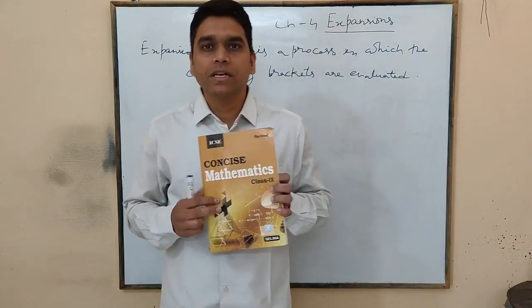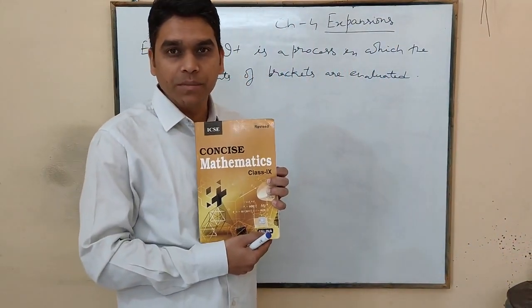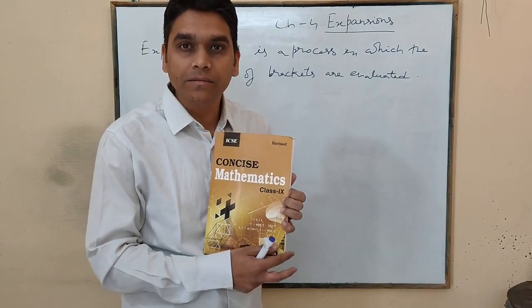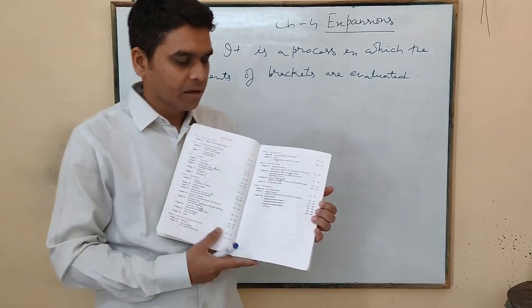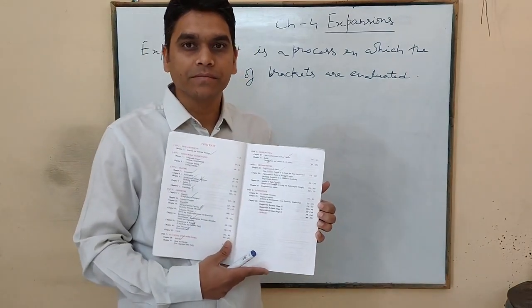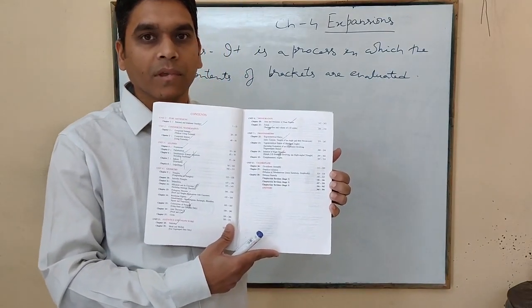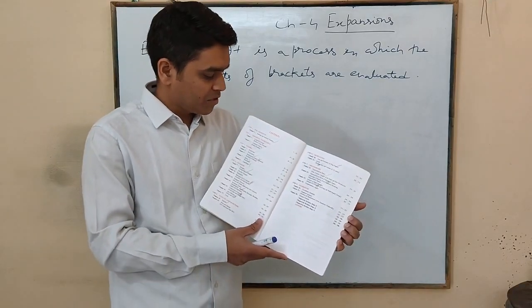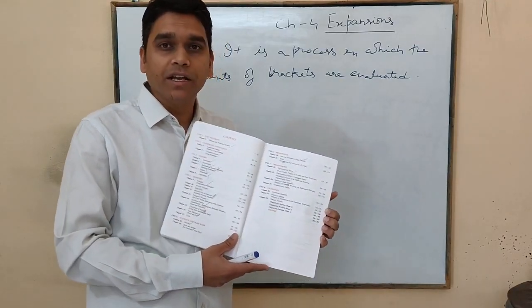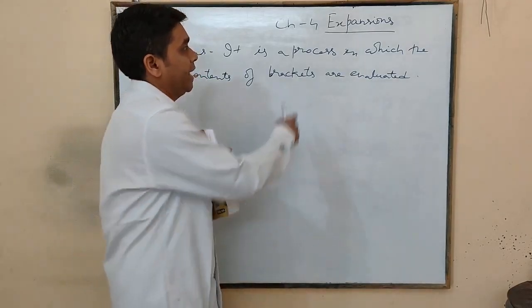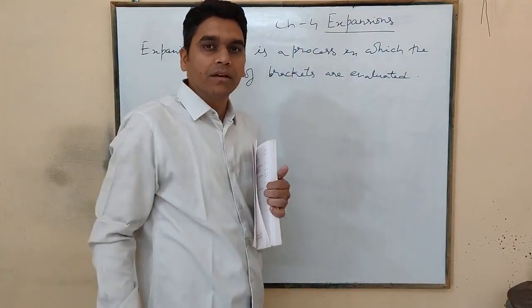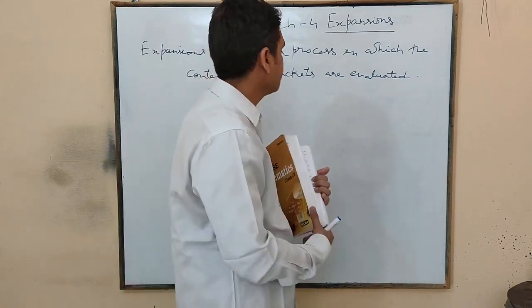This book, Selina Publication, is in your syllabus for class 9. In this book, there are 28 chapters. Today, I am starting Unit 3, Algebra. Chapter number 4, Expansion. And what is expansion?